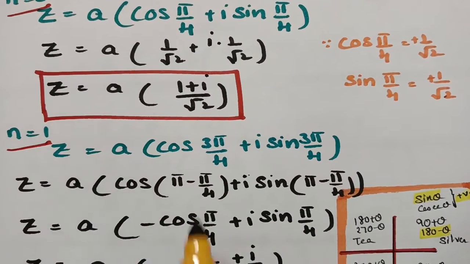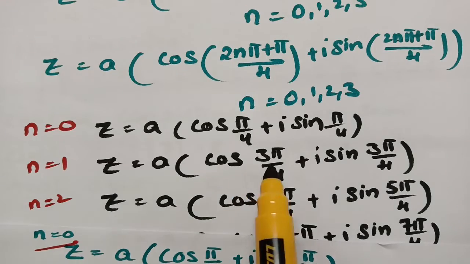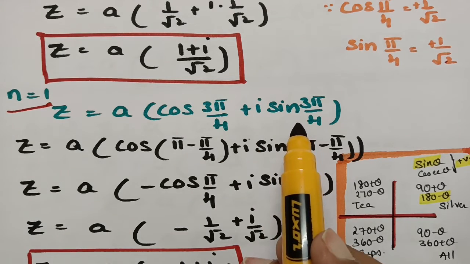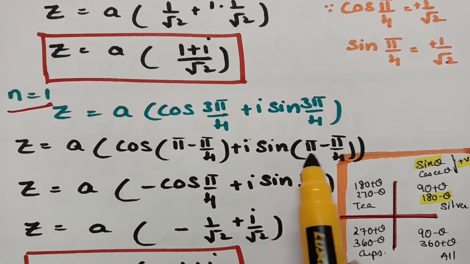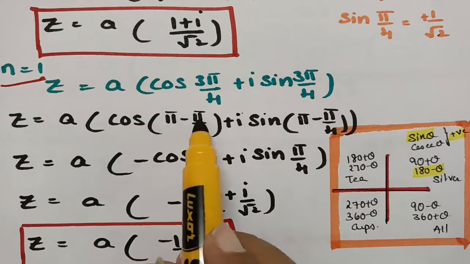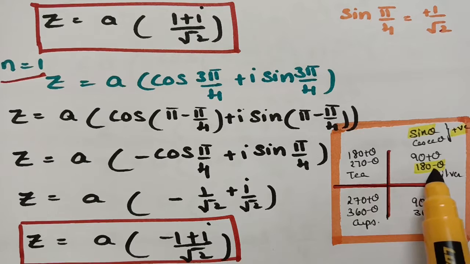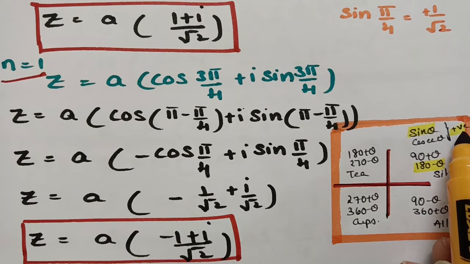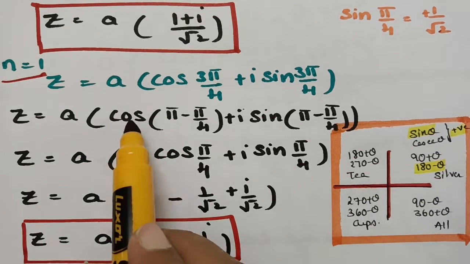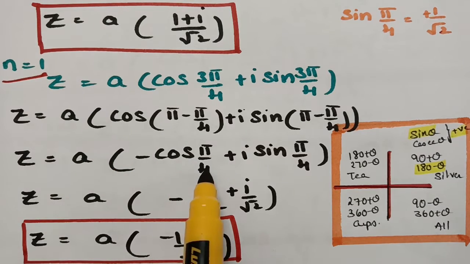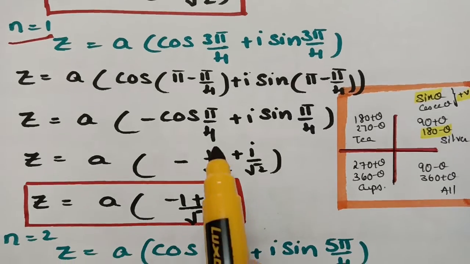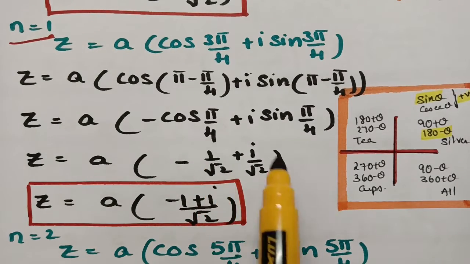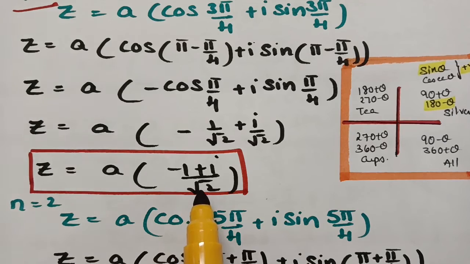After keeping n is equal to 1, we got cos 3π/4 + i sin 3π/4. So coming to this, we have to calculate this value. This 3π/4 can be written as π minus π/4. What is 180 minus theta? Here sine value is positive and cos value is negative. So cos value will be minus cos π/4, and for sine this is positive, that is plus i sin π/4. As you know that π/4 value is 1 by root 2. Clear? So this is the second pole.